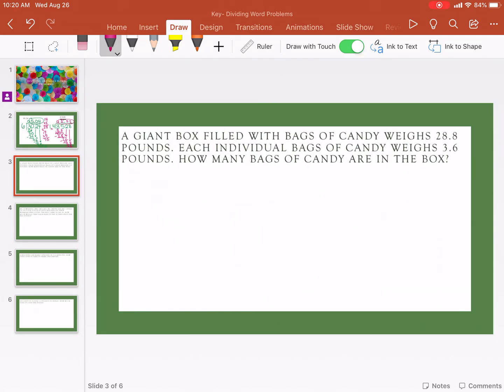So let's practice some word problems. Make sure both of those were filled in. So a giant box filled with bags of candy weighs 28.8 pounds. Each individual bag weighs 3.6 pounds. How many bags? Remember, word problems, you got to put your units. So how many bags? So we have a box of bags. So we want to divide it to figure out how many bags. So it's going to be 28.8 divided by 3.6.